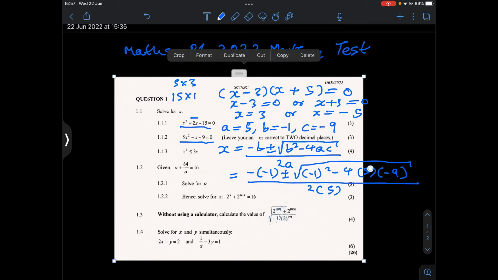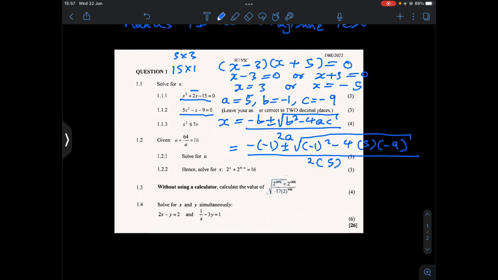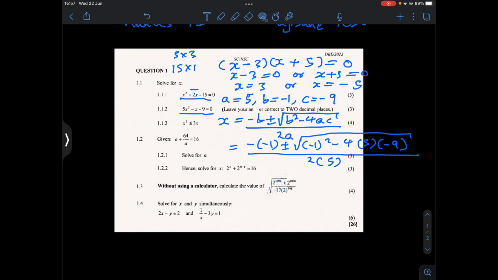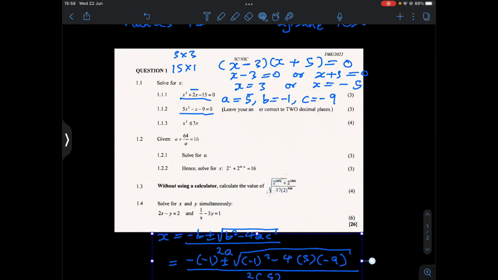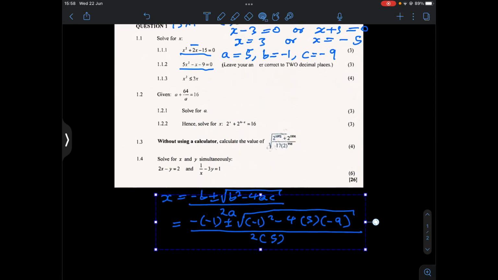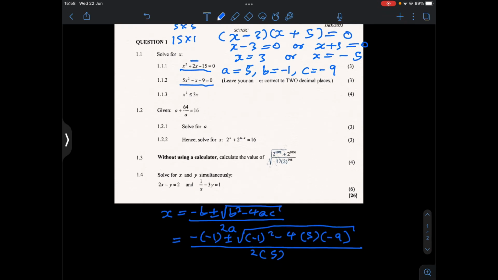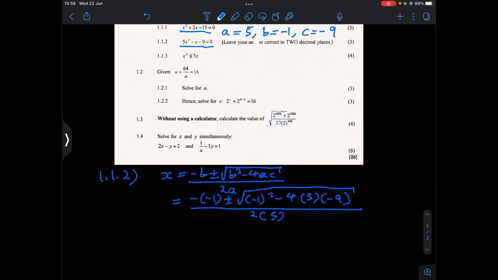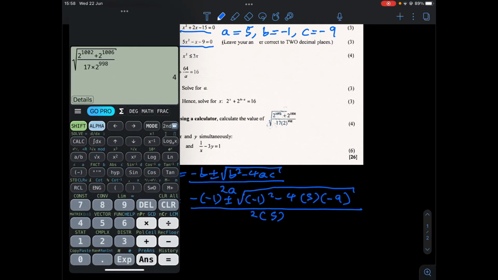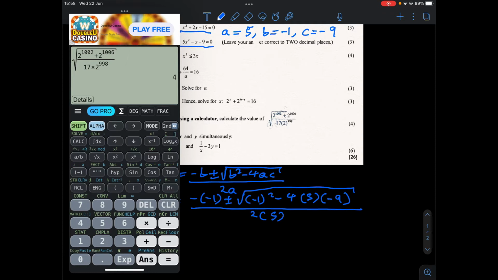Okay, so I'll have to move this part here so that we're working neatly. Let's see. So now we're going to use the calculator here. Okay, so let us do that.